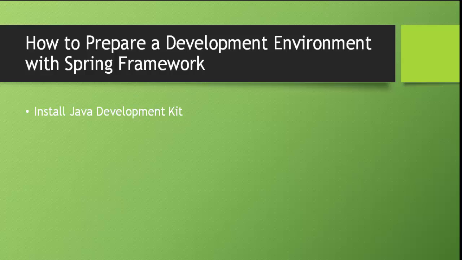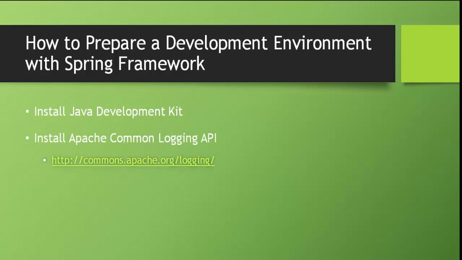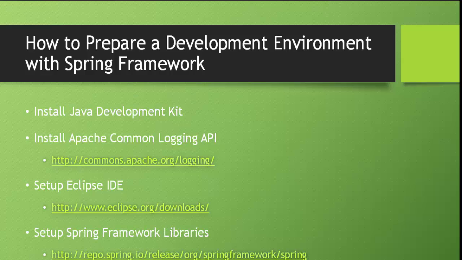Now we will discuss how to prepare the development environment with the Spring Framework. Basically, we need 4 things to set up the Spring Framework on our machine: Java Development Kit, Apache Common Logging API, Eclipse IDE, as we are using Eclipse for our programs in this tutorial, and the Spring Framework libraries.